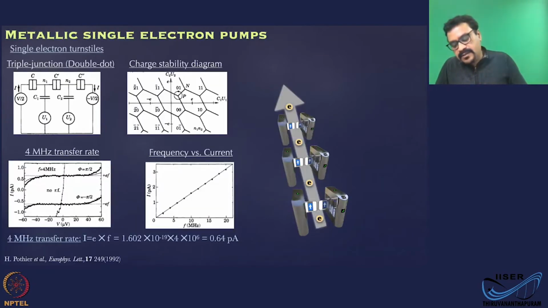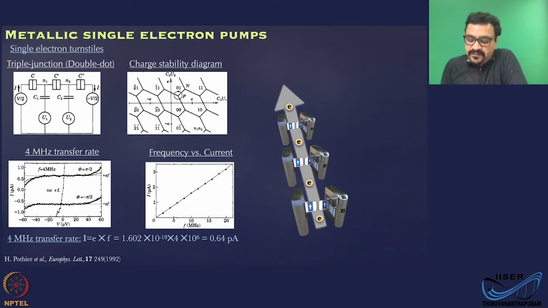Now let us look at one of the first realization of this single electron turnstile using metallic single electron pumps. So in this case, what we have is tunnel junctions made of metals. So you have 3 junctions in series, that means 2 dots, and you can control the electrostatic potential of these 2 dots by these voltages U1 and U2. They are coupled to these junctions using C1 and C2. Okay, and there is a source drain voltage across the whole circuit, and you will get a honeycomb shaped charge stability diagram for the system.